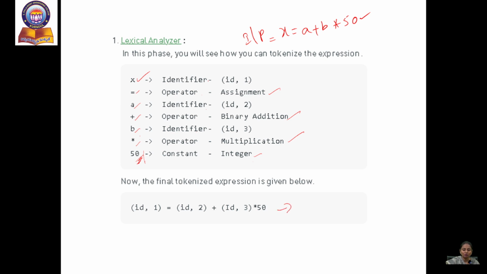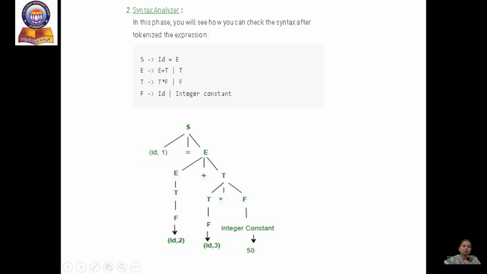Now this becomes the output, which is the input to the syntax analyzer. The tokens are given as id comma 1, that is identifier 1, identifier 2, plus, identifier 3, into 50. This is the output of the lexical analyzer and the input to the syntax analyzer. Now the syntax analyzer will construct a parse tree for this.